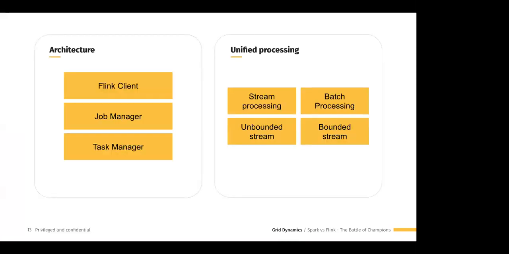In terms of architecture, these are the building blocks of every Flink cluster. The Flink client takes the code of the Flink applications, transforms it into a job graph, and submits it to the job manager. The job manager distributes the work onto the task managers, where the actual operators, such as sources, transformations, and sinks, are running.